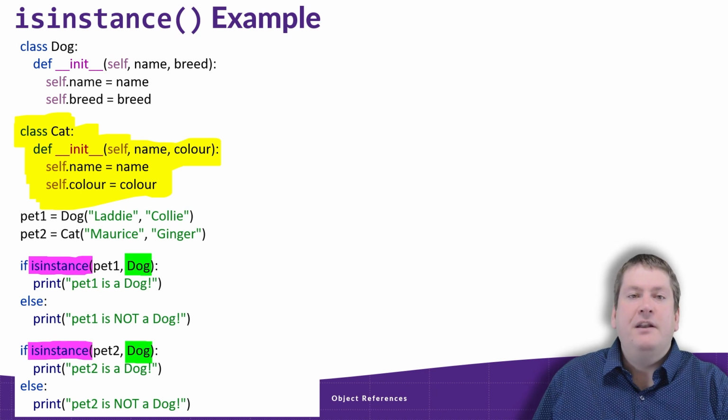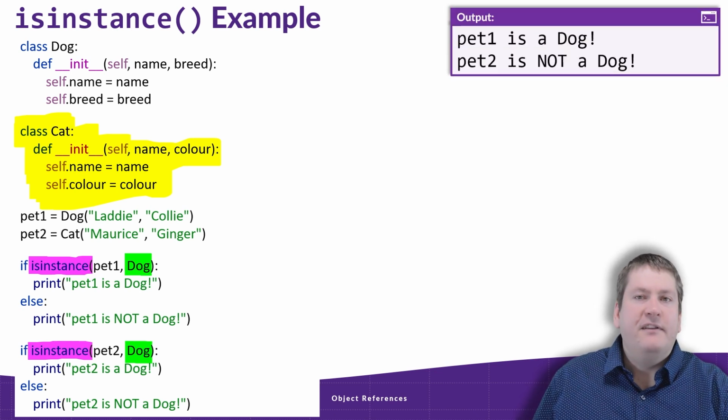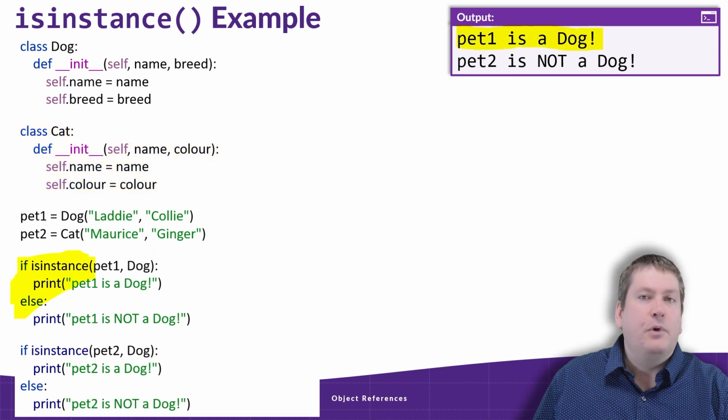The first if statement is going to check if pet1 is an instance of dog and then do things based on that. And the second if statement is going to be comparing pet2 and seeing if it is an instance of dog, and then doing things based on the result of that. So when we give this a run, we're going to get the result of pet1 is a dog and pet2 is not a dog. So how did this work?